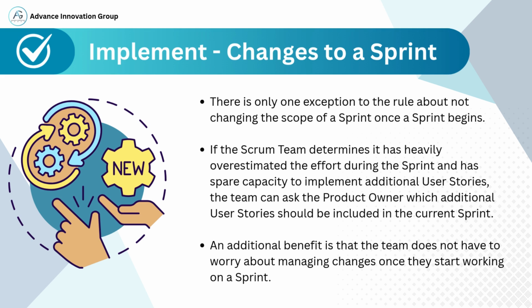If the Scrum team realizes that they have overestimated the effort and they are left with extra time and capacity during the sprint, they can approach the product owner. The product owner can then identify additional user stories that could be added to the current sprint. This exception helps improve productivity without disrupting the original sprint goals. The key benefit of this approach is that the team can avoid handling mid-sprint changes, maintaining agility while staying focused.